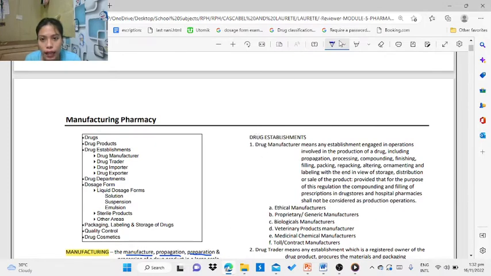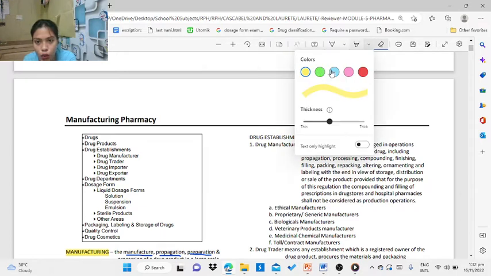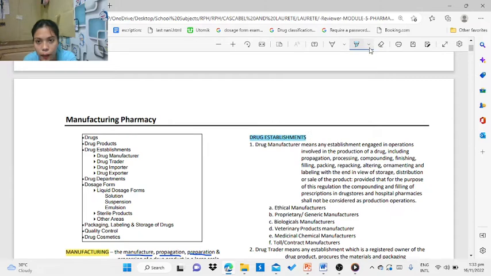So now let's go to the drug establishments. We're done with the drugs, the introduction. What are under drug establishment? First is the drug manufacturer, of course. Drugs cannot be made without one. So drug manufacturer means any establishment engaged in operations involved in the production of drugs.